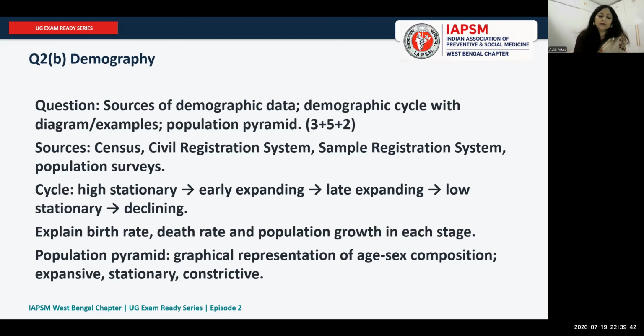Regarding the population pyramid, again, I'm reiterating, do not write much, just focus on the population pyramid diagram as per age sex composition and mention the different stages.